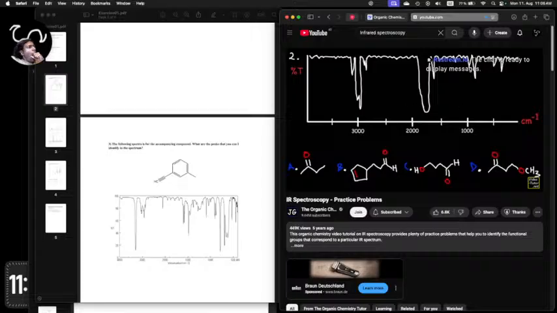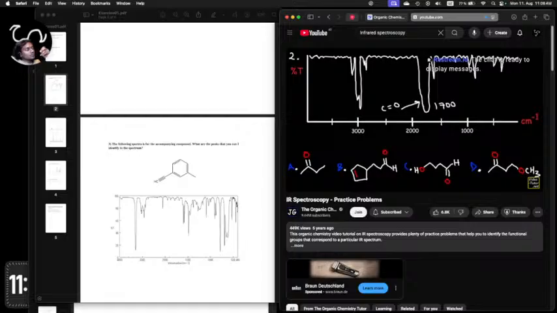So the first thing that we can easily identify is the presence of the carbonyl functional group. Carbonyl, yeah. That is the CO stretch at 1700. And for all of the answers, we either have an aldehyde or a ketone.